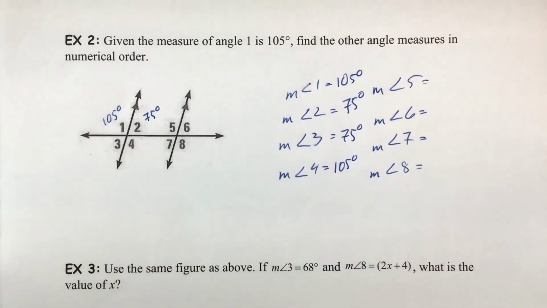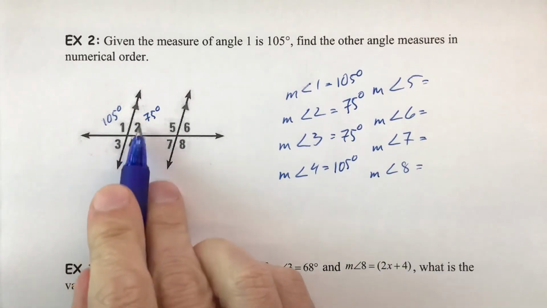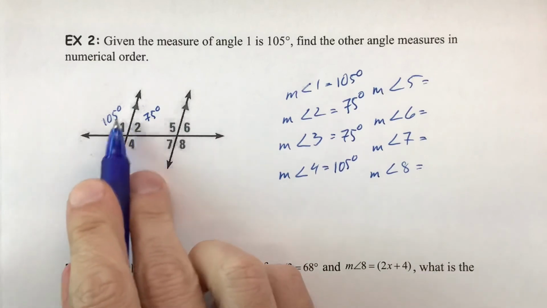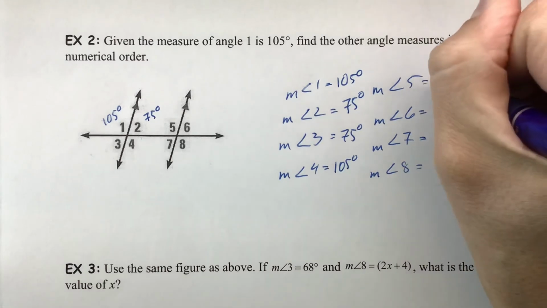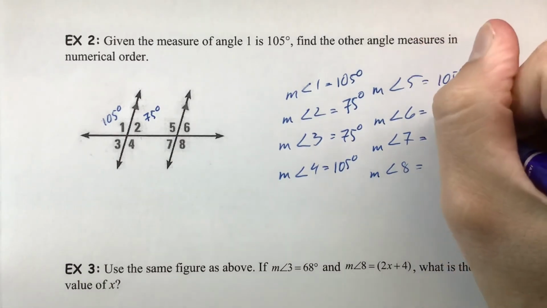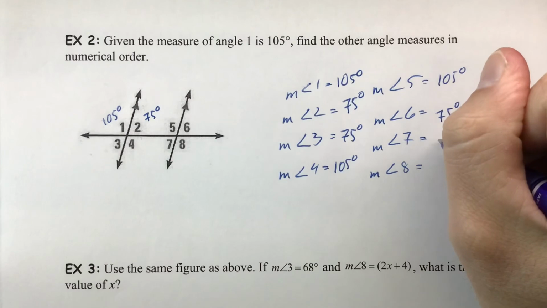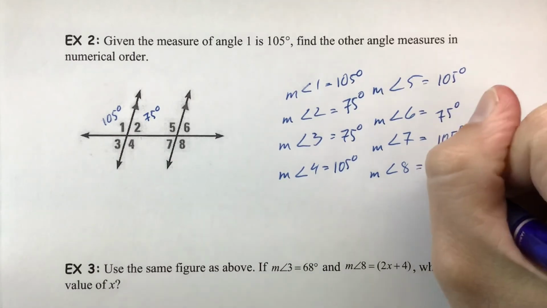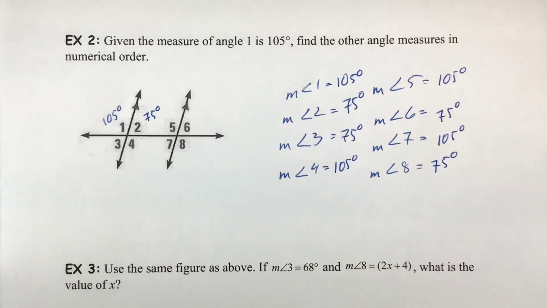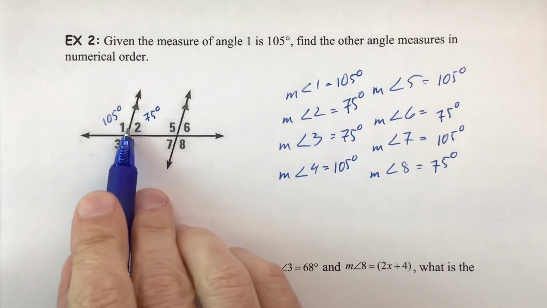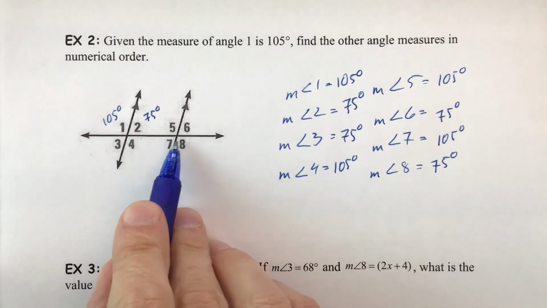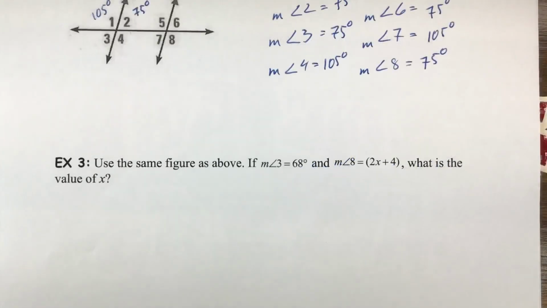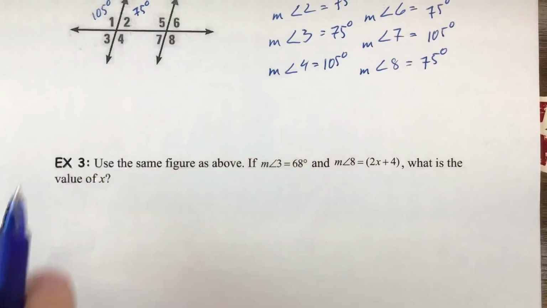That's 105. And all of these, because the lines are parallel, all of these can transfer over as corresponding angles, which means that 5 is 105, 6 is 75, 7 is 105, and 8 is 75. And of course, we only have 2 angle measurements, right? You've got the supplements, and then those supplements match up as vertical angles, and all of that just transfers over to the other intersection. Example 3, we're going to refer to the same figure that we have above here.